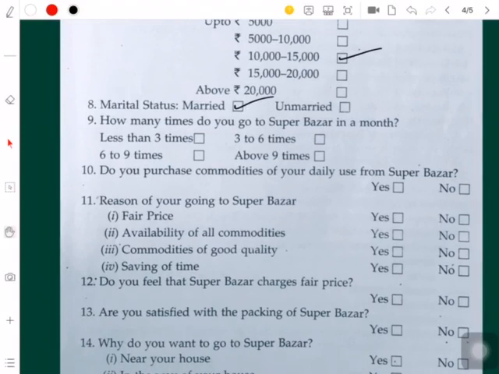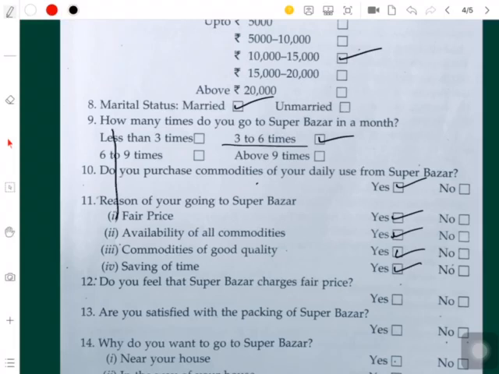This is regarding a Super Bazaar. Now let us come to the business. How many times do you go to the Super Bazaar in a month? Question number 9. Let us say 3 to 6 times. Do you purchase commodities of daily use from Super Bazaar? It is obvious, if I am going 3 to 6 times, yes, I am buying. Reason for going to Super Bazaar is fair price, yes. Availability of all commodities, most obvious. Commodities of good quality, yes. Saving time, of course. That is how I am feeling it.